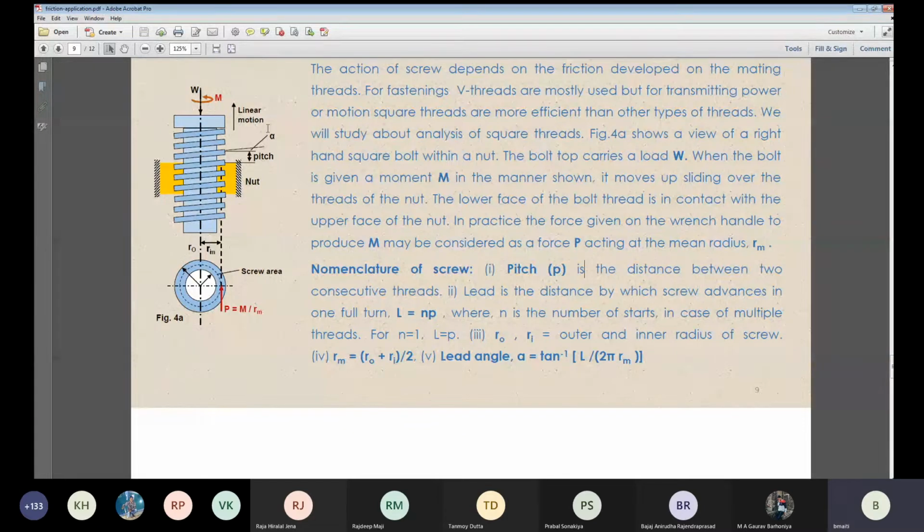Sir, why is alpha equal to tan inverse of L upon 2 pi Rm? Why is it not tan inverse of L upon Rm?